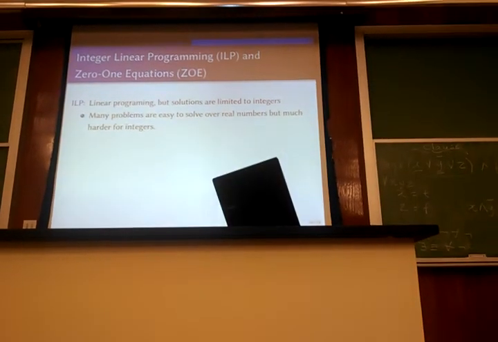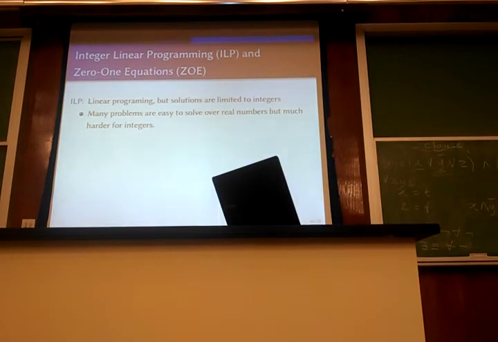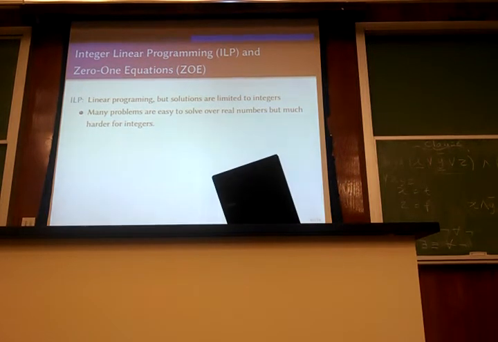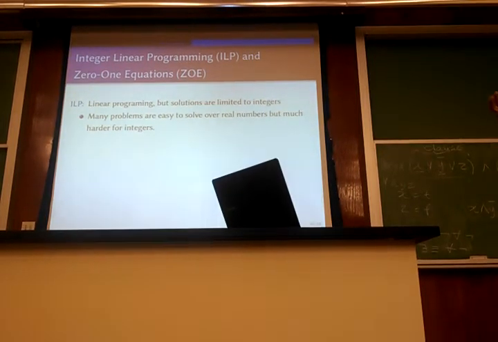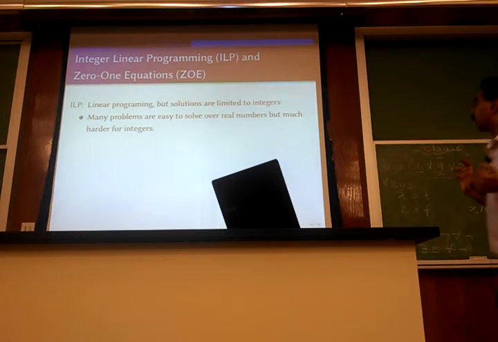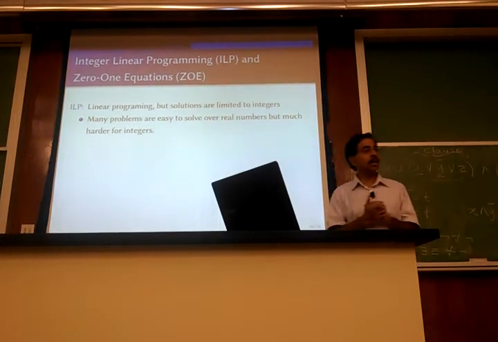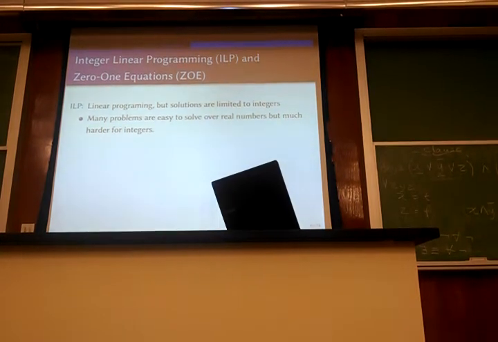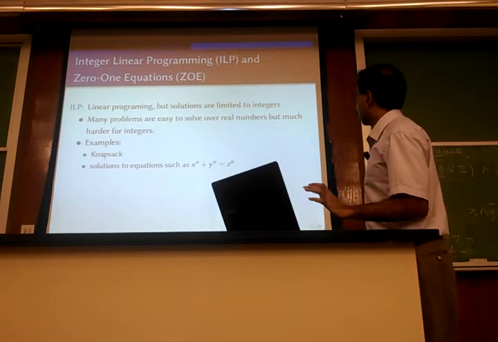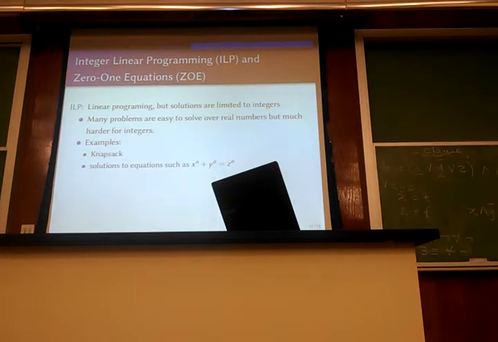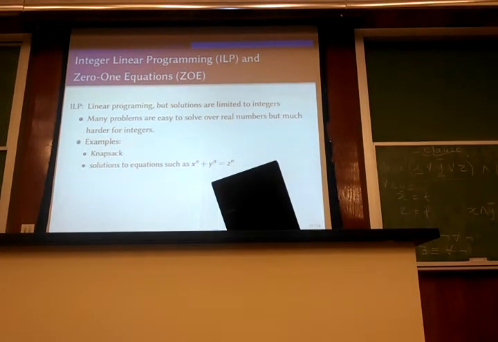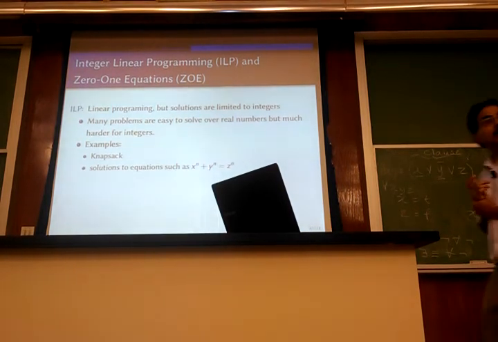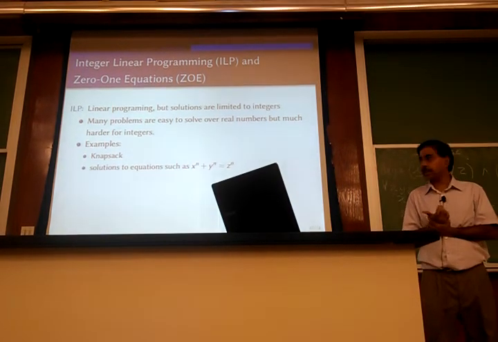Integer linear programming, where it's basically exactly like linear programming, except that you put the additional constraint that all solutions have to be integers. Okay, so that's the problem you have, and for many problems, once you insist that the solution is an integer, it becomes hard. Okay, so what are some examples? Well, we have seen knapsack, right? Fractional knapsack was easy to solve, polynomial time. Integer knapsack is not solvable in polynomial time.